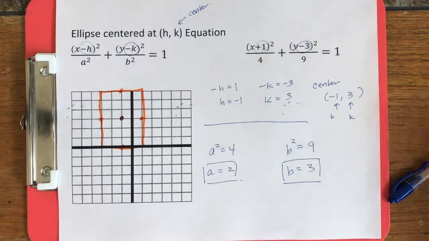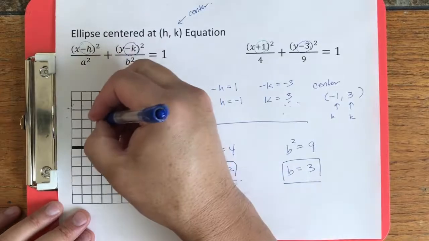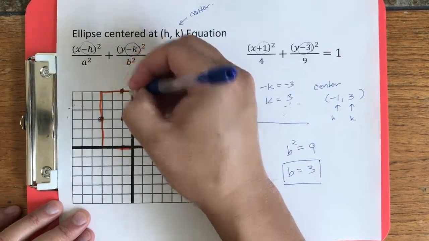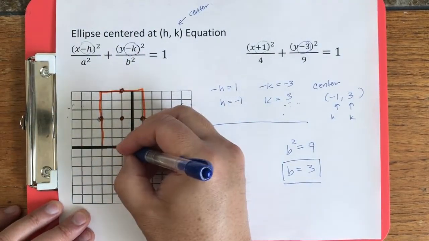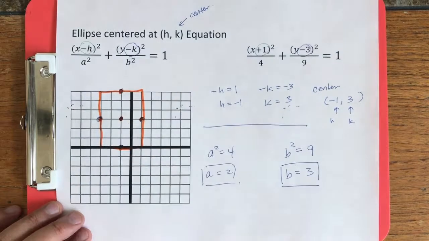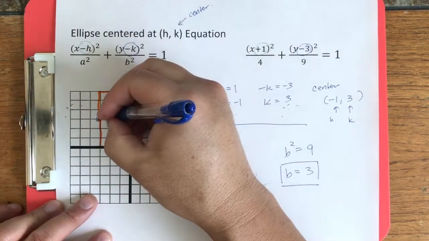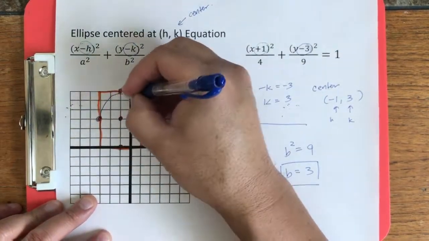Okay. So we want to remember with our ellipse, we want to go through these 4 points with something that looks kind of like a smashed circle.